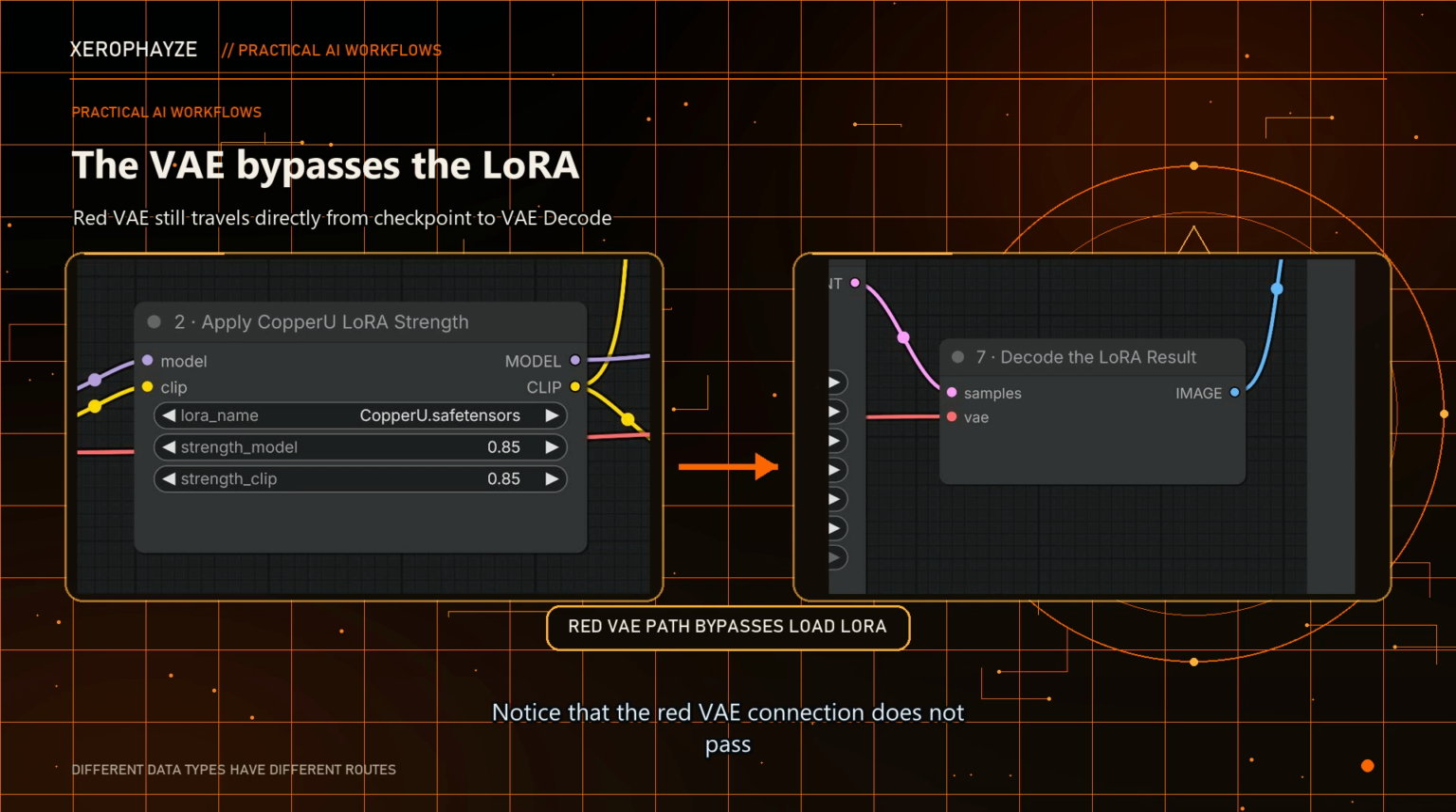Notice that the red VAE connection does not pass through the LoRa loader. It travels directly from the checkpoint loader to VAE decode. This LoRa modifies the diffusion model and text conditioning, not the VAE that turns the final latent into visible pixels.